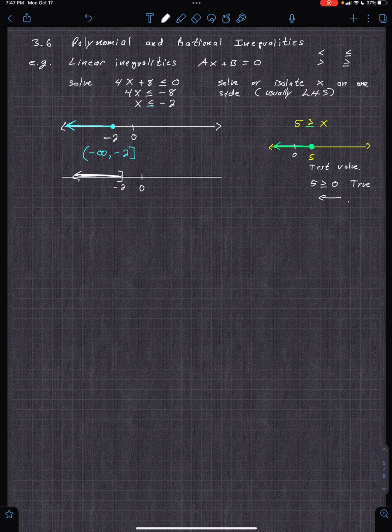All right, so now let's look at a polynomial case. So for polynomials, let's let p of x be a polynomial.